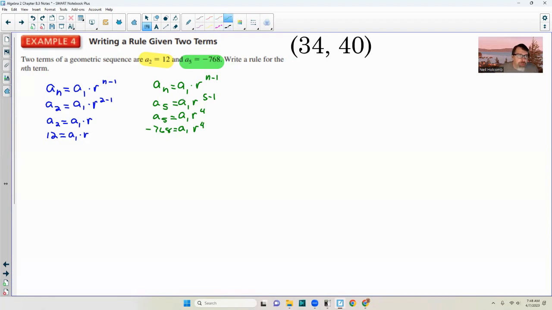Okay, so there's our 2 equations. The first thing we're going to do is solve this one, the first term, for a sub 1. So I'm going to divide by r on both sides. So these will cancel, and I get a sub 1 equals 12 divided by r. Now I'm going to take this a sub 1, that is 12 over r, and substitute it in for a sub 1 right here. So this is going to be negative 768 equals 12 divided by r times r to the 4th.